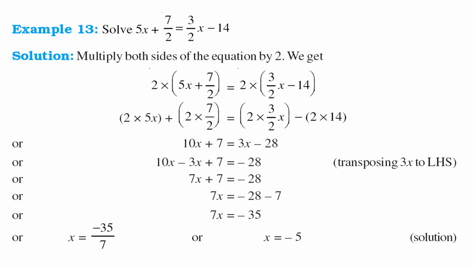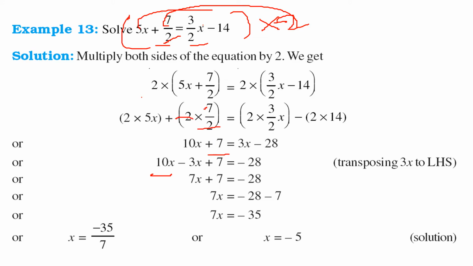We'll take one more example to get a closer look at that. 5x is here, 3 by 2 x is here. So what you can do, because 2 is in the denominator, you can multiply the whole left hand side and right hand side by 2. So this is 5 into 2, that is 10x. Then again multiply 2 with 7 by 2, 2 cancel, so you get 7, just 7, like this. Then you multiply 3x by 2 into 2, that is 2 cancel, so you get 3x. And 14 into 2, that is 28. So you get all these.